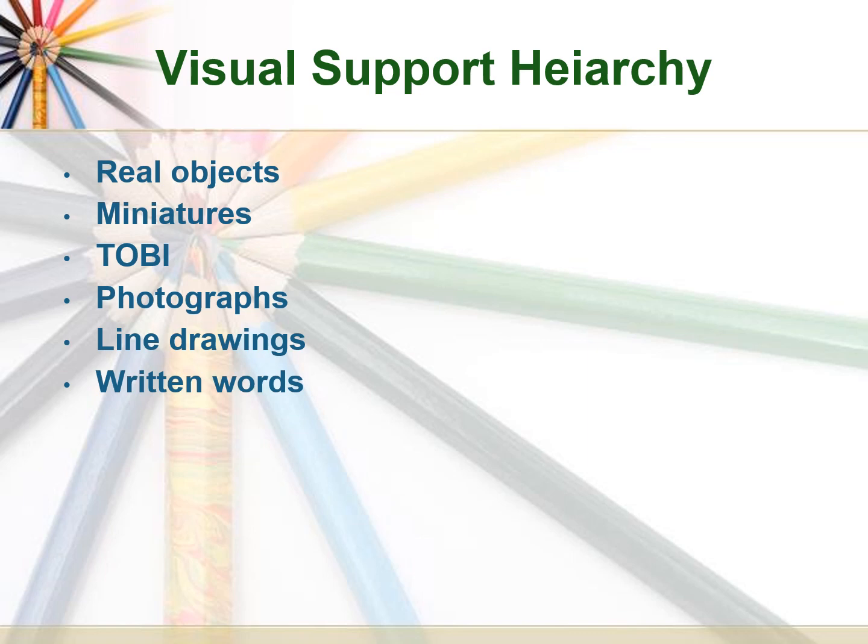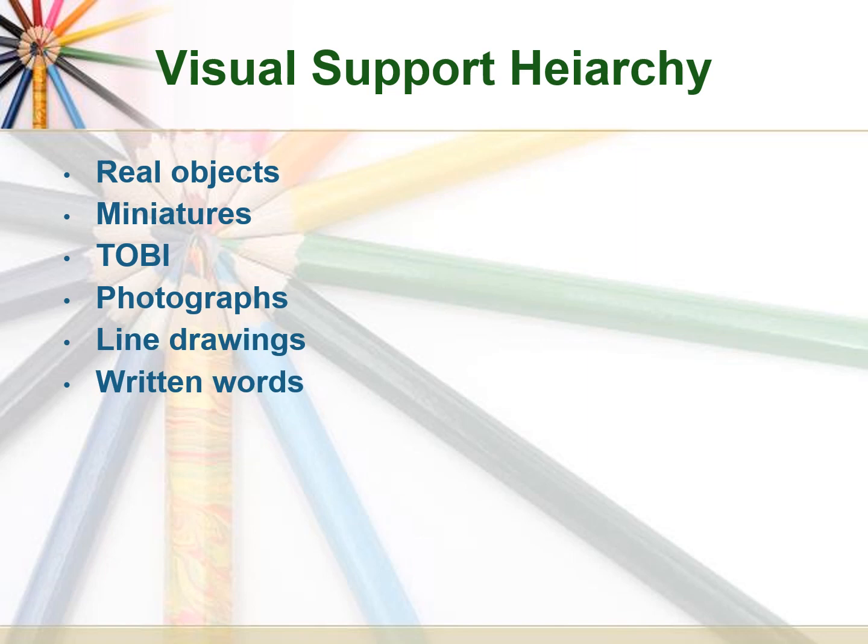And a Toby is a two-dimensional picture. And I'm going to show you this in a minute. But again, let's review this hierarchy. We start with the real object. We move on to miniatures. We then go to a Toby, which is a two-dimensional object. Then we go to pictures, line drawings, which are those black and white line drawings, some of them very obscure, so that's difficult for some children. And then we go to real written words.